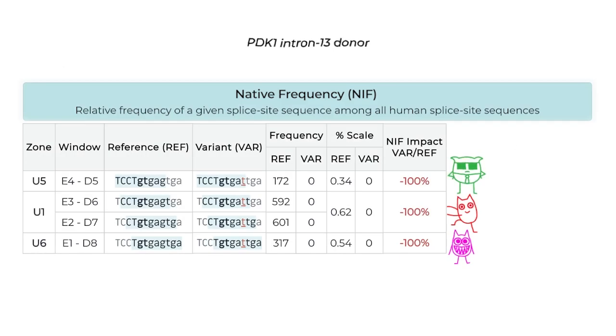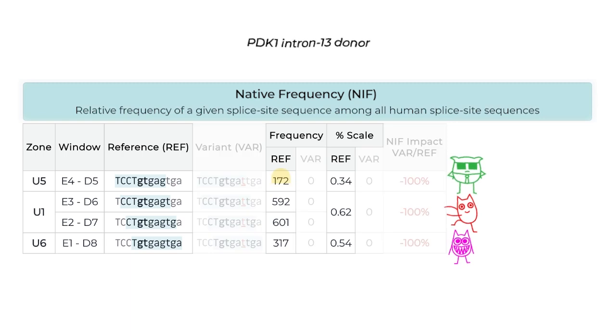So going back to the PKD1 intron 13 donor, the GENEie NIF table shows both the raw frequencies and the NIF percentile scores, so users can easily see that in terms of how common donor sequences can get, this PKD1 intron 13 donor is about average.